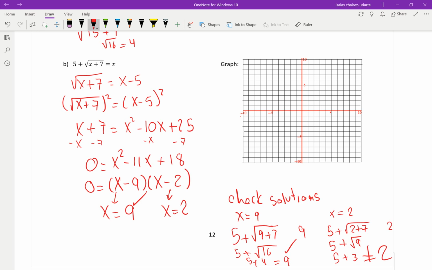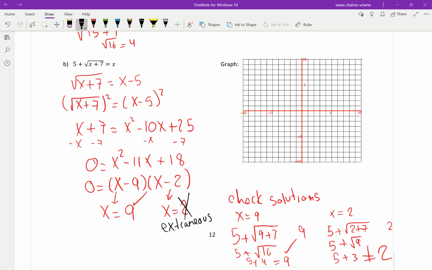So that means that this solution, x equals 2, is extraneous. This solution is extraneous, yeah? So my answer is 9. And now let's verify this graphically.